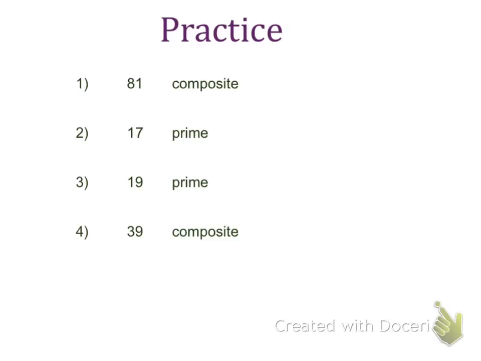Number 4, this one always is tricky. We look at it and it's not even. It's not divisible by 5, it's not divisible by 4, but don't forget that divisibility rule of 3. Add up your digits. 3 plus 9 equals 12, and 12 is divisible by 3. So right away, I know that my factors are going to be 1 and 39, and 3, and it's actually 3 and 13. So again, there's more than 2 factors for 39. That's why it's a composite number.